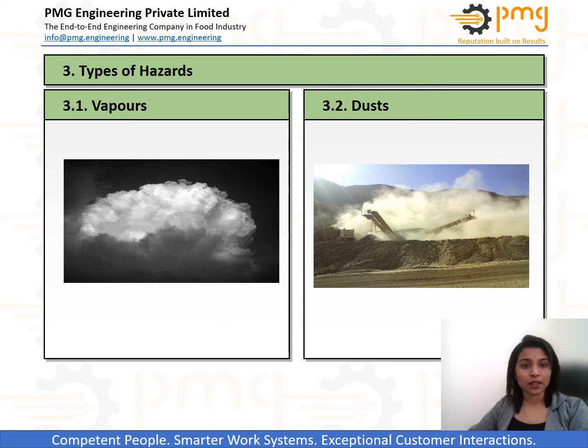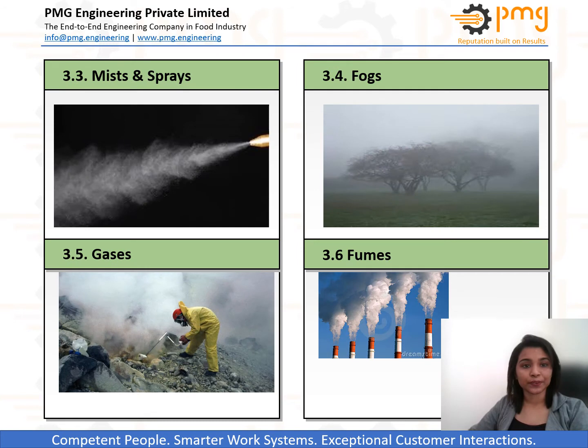Types of hazard. Vapors. Vapors are substances that are created when a solid or liquid material evaporates. Materials that evaporate easily at room temperature include paint thinner, solvents, and gasoline. Dusts are formed whenever solid material is broken down into tiny particles. Dusts are often produced during sanding and grinding operations.